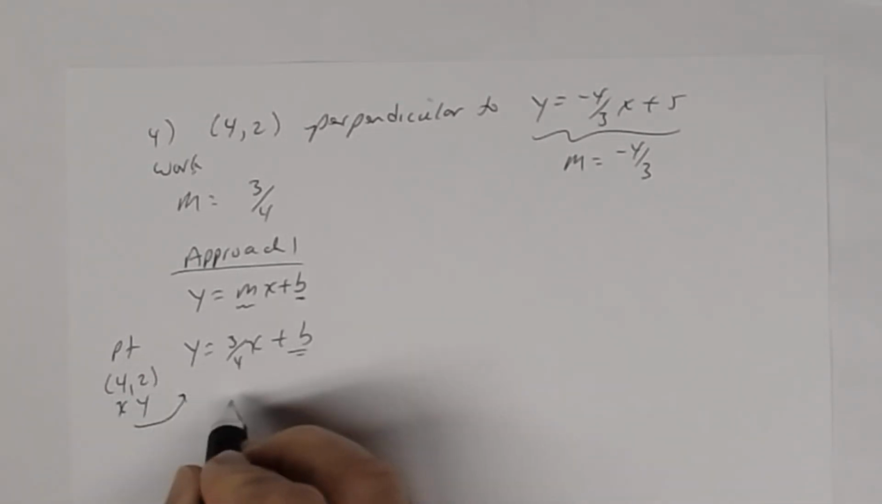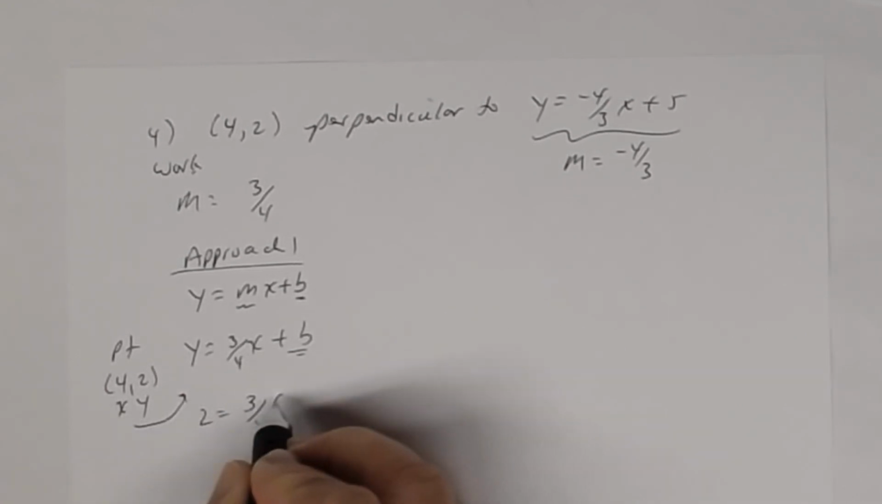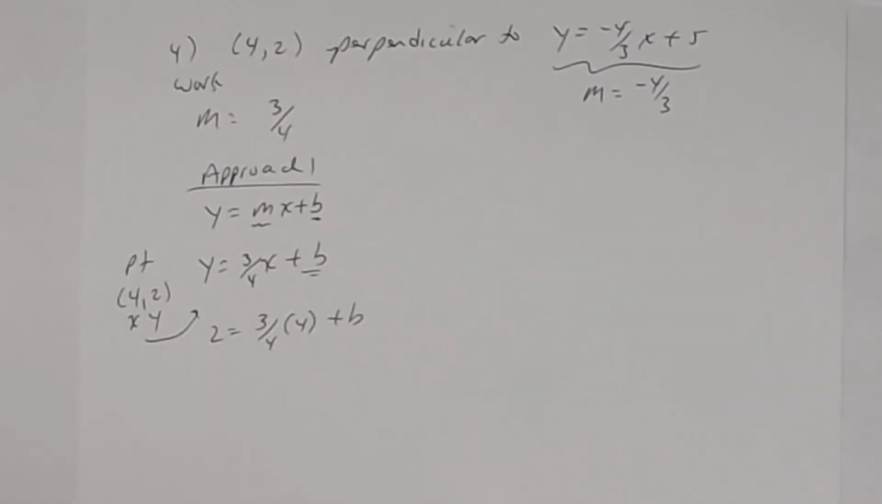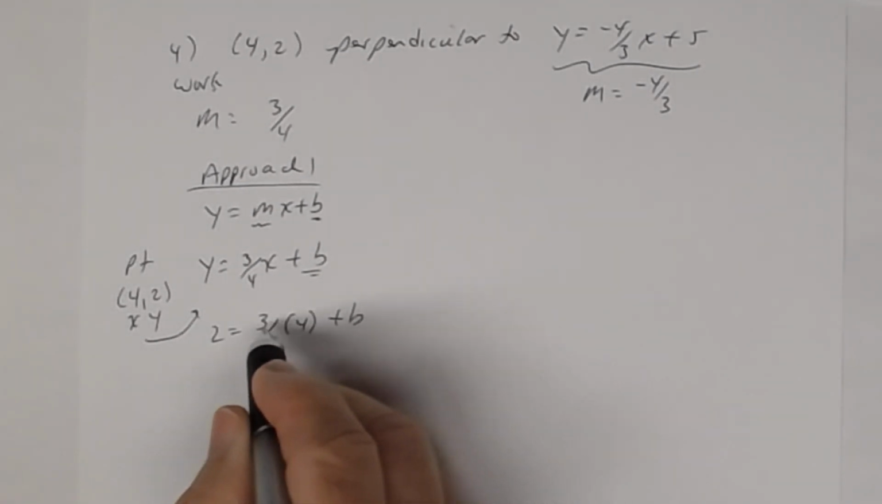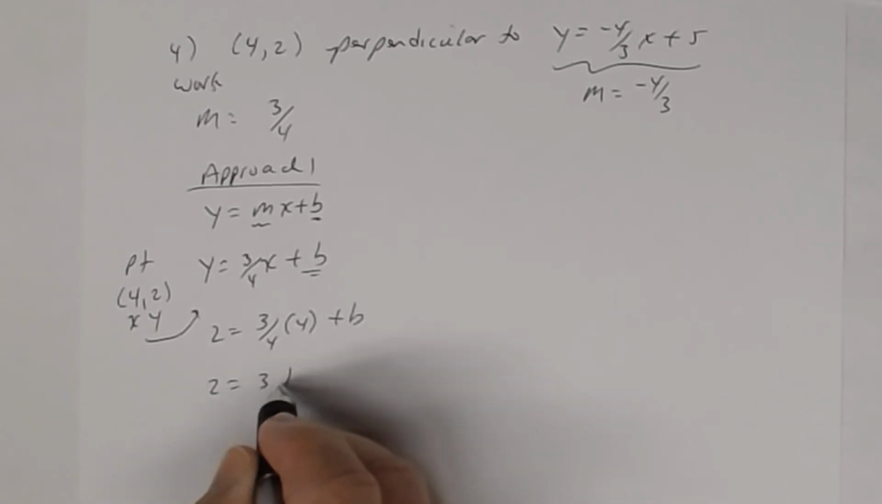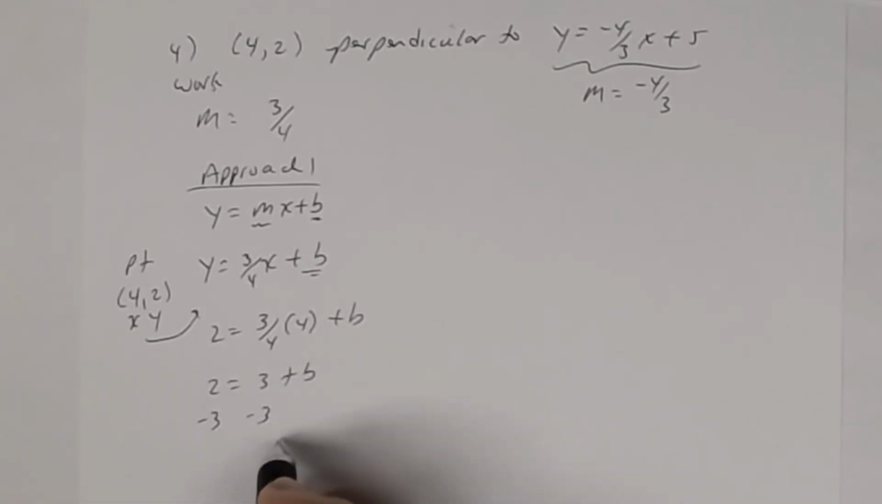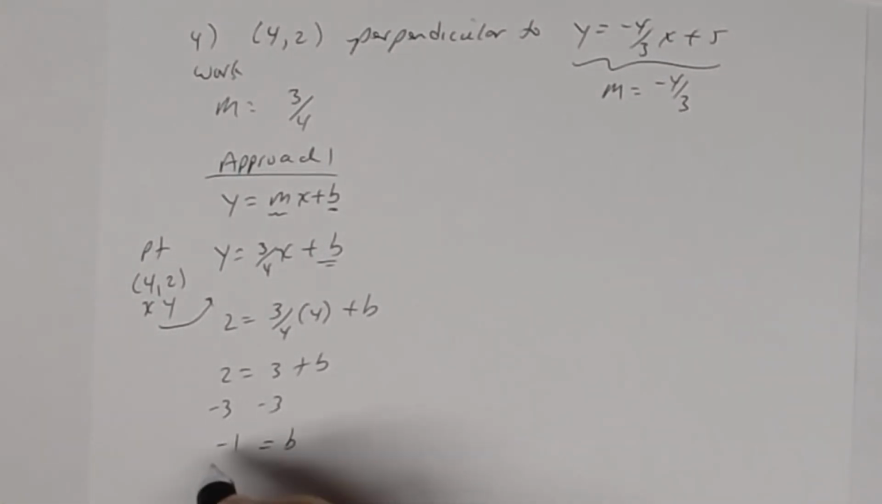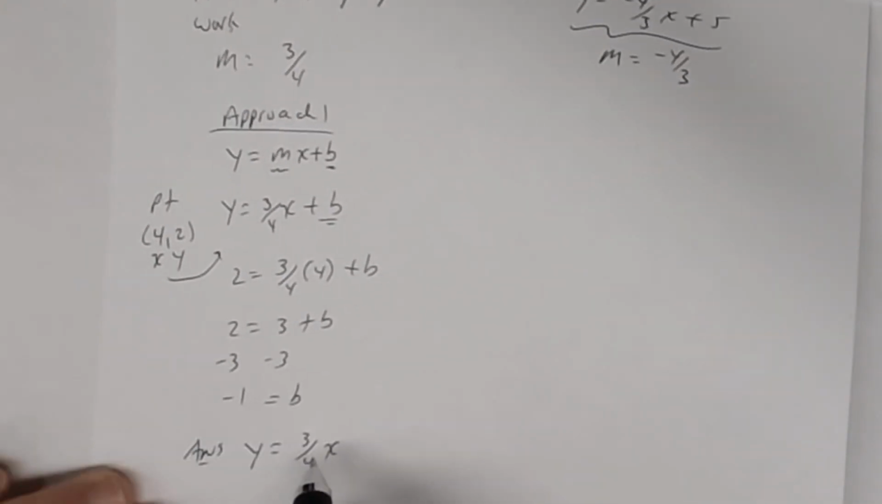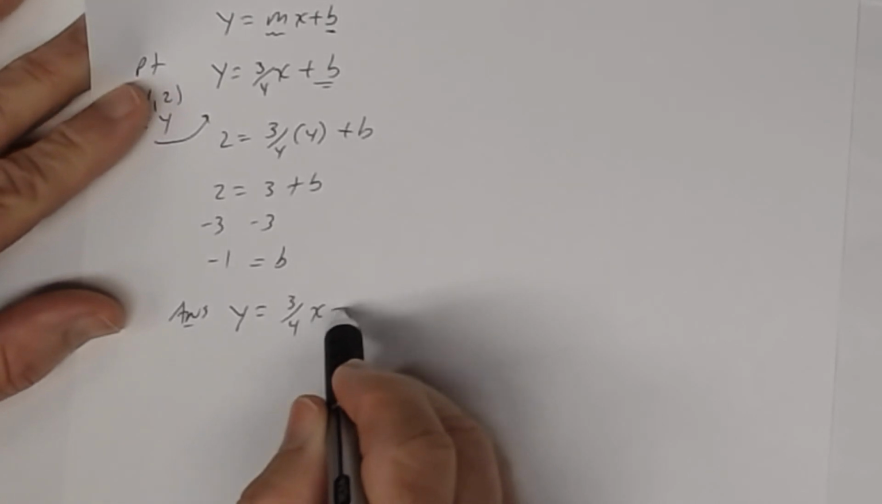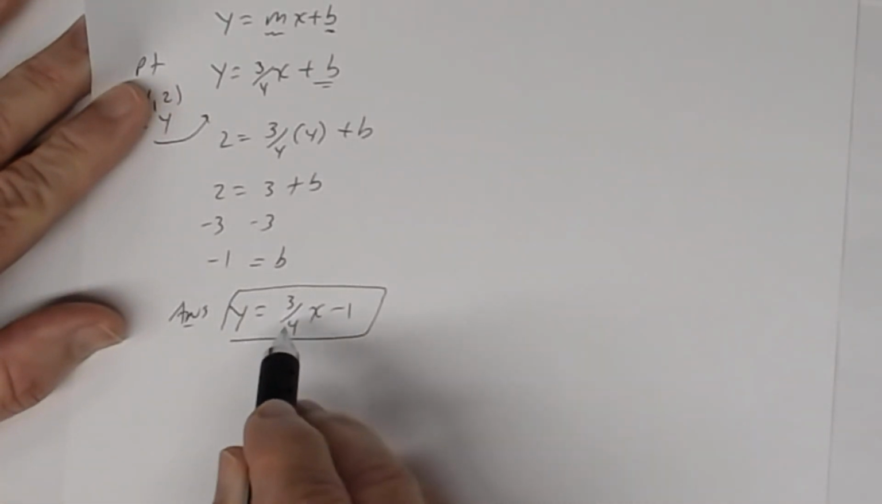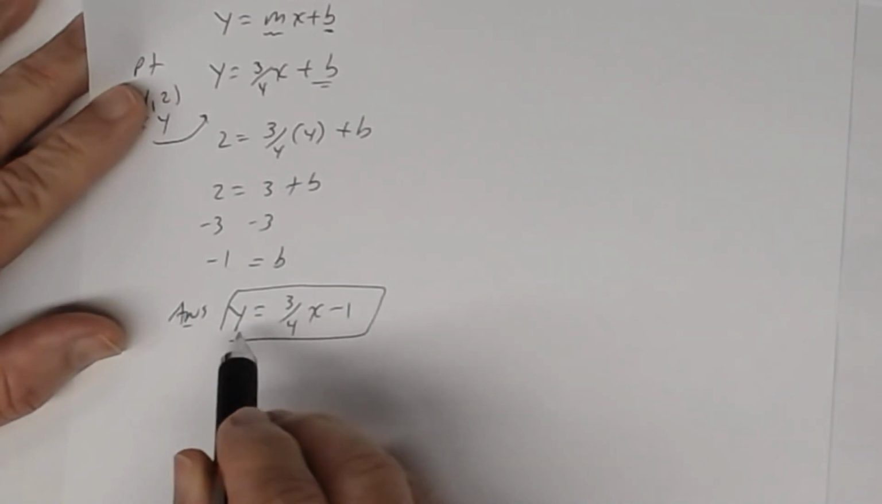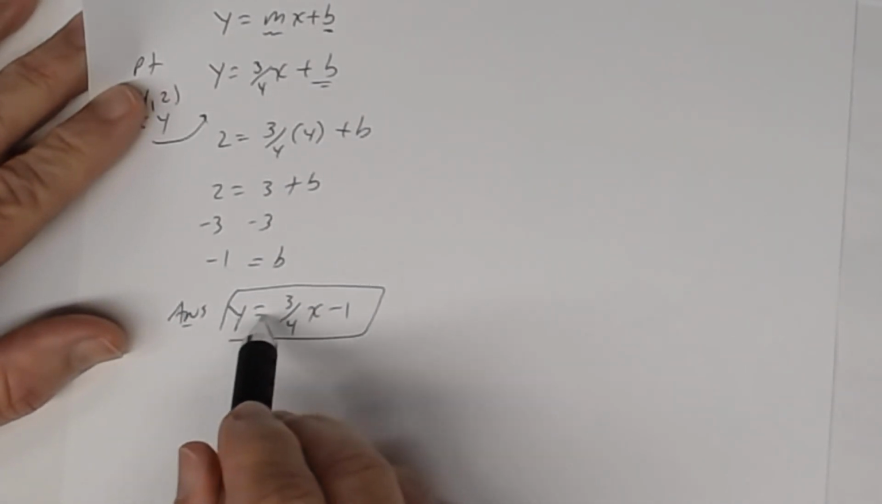So y is 2, so I get 2 equals 3/4 times x, which is 4, plus b. Then 3/4 of 4, the 4's divide out, you're left with 3. So I get 2 equals 3 plus b. Subtract 3 from both sides, I get b to be -1. So there's your y-intercept, where the graph crosses the y-axis. Therefore the answer in slope-intercept form is y equals 3/4 x minus 1. Don't forget, you must say y equals in your answer, because it has to be written as an equation in slope-intercept form.